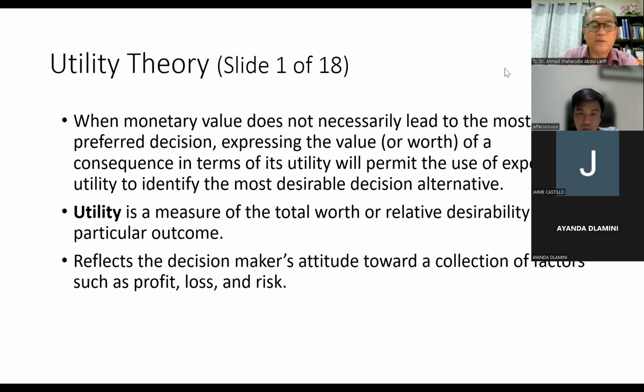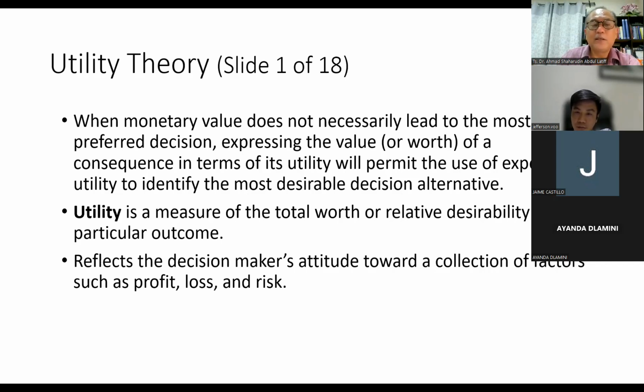So when we talk about monetary, sometimes we look into the environmental effect. What else? The satisfaction, job satisfaction. Some people stay in a certain job because there is satisfaction in the job. Maybe closer to home, for example. You are paid higher, but you have to be far from your family, for example. So this is what we call utility theory.